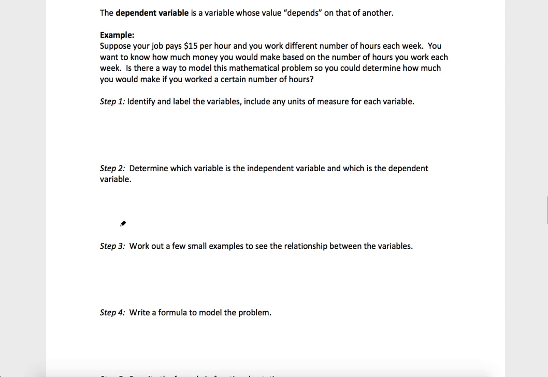So in the last couple of videos, we looked at functions given to us as a formula. We also looked at functions given to us as a graph. But how do we tackle functions that are given to us as a word problem?